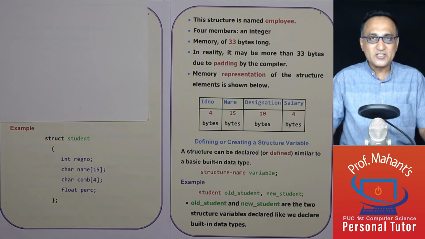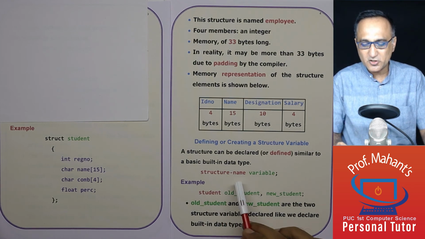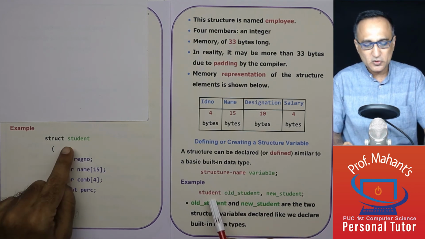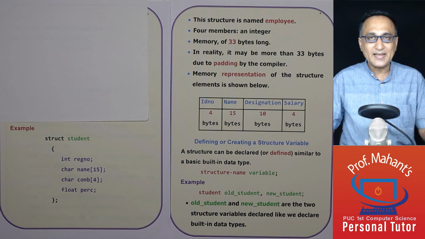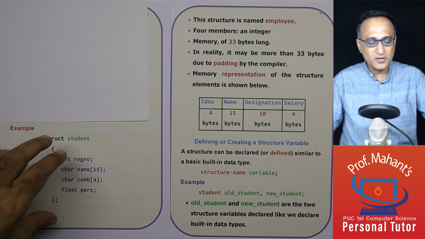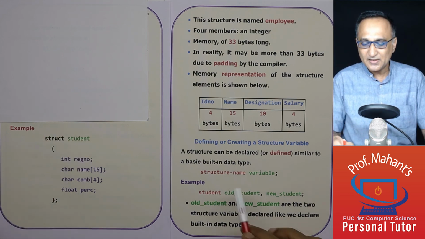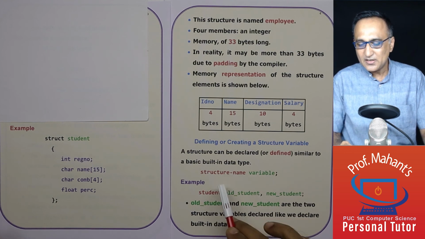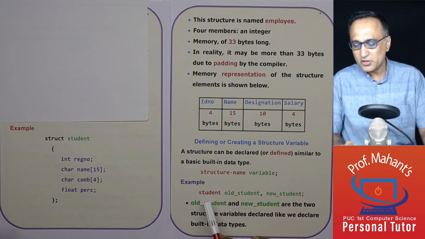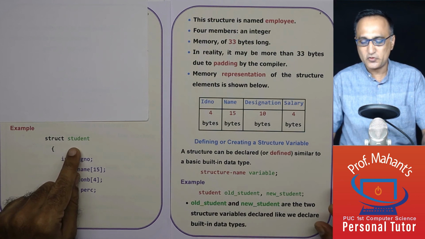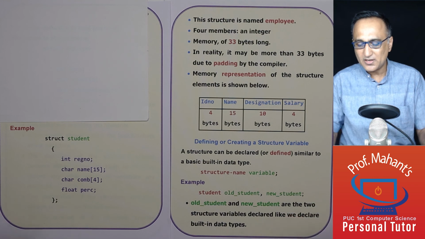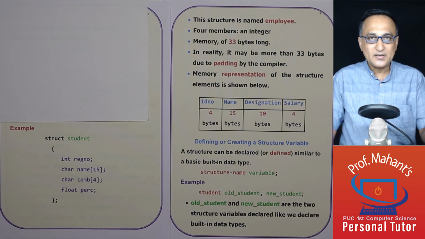If you want to look at the generic way of declaring a structure variable, you will say structure name. In this case, what was the structure name? Student. And these are all the names of the variables or identifiers. So this is how you go about declaring a structure variable. First you need to define the structure, then you need to use the keyword, then you use this particular name and then create variables old student and new student. So these are two variables which are created of student data type.